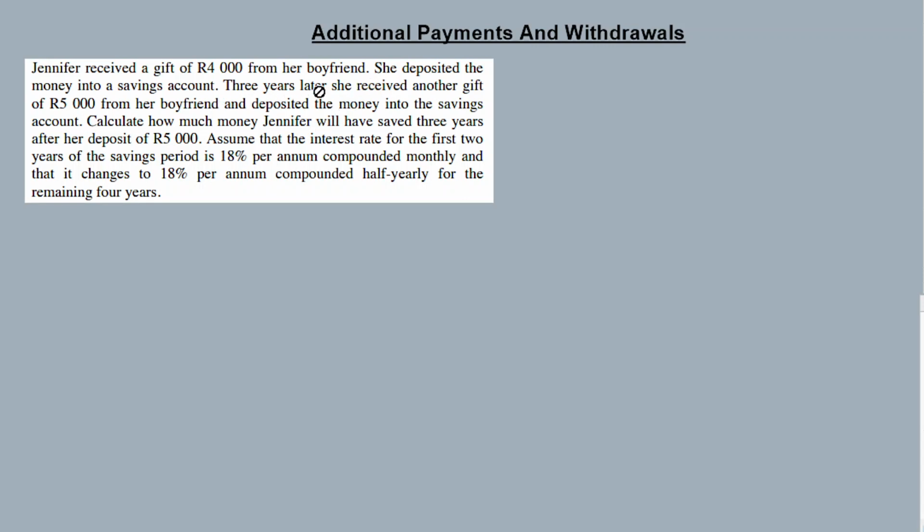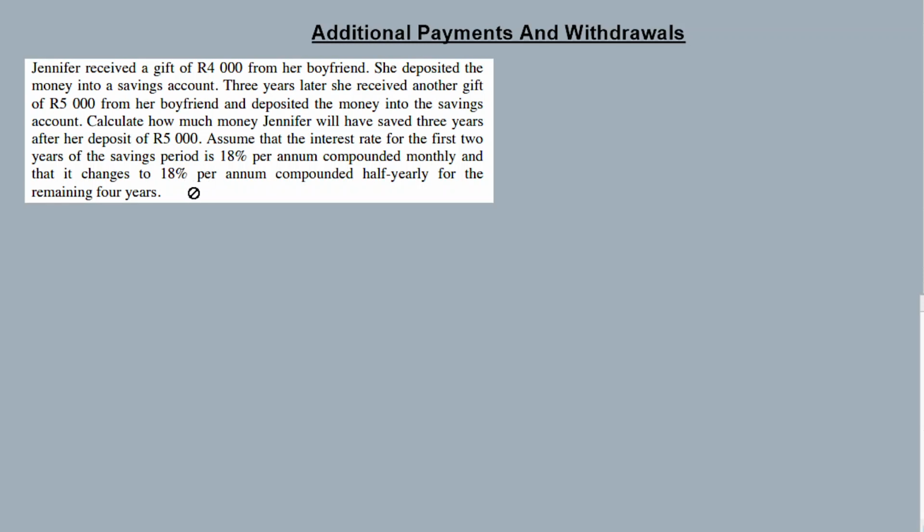And then 3 years later she received another gift of 5,000 rand from her boyfriend and deposited the money into the savings account. Yabona? So fakima bamuphi 4,000 rand initially, uyayiyekela in a savings account. Then 3 years later bamuphe imali ka 5,000 rand, ne? And deposited the money into the savings account. Bese bathi calculate how much money Jennifer will have saved 3 years after the deposit of the 5,000 rand.